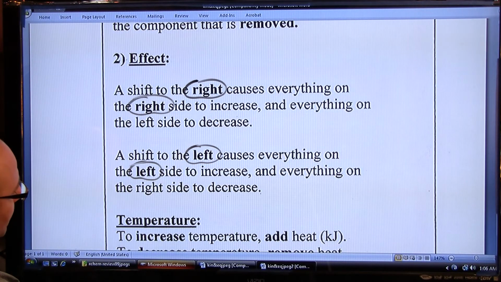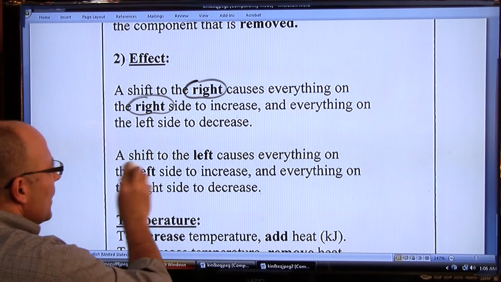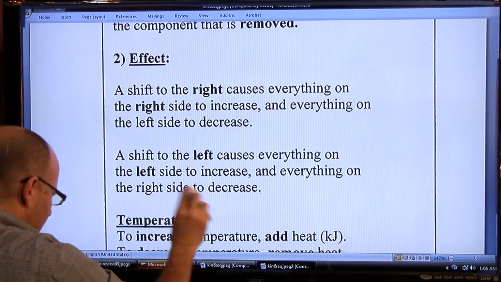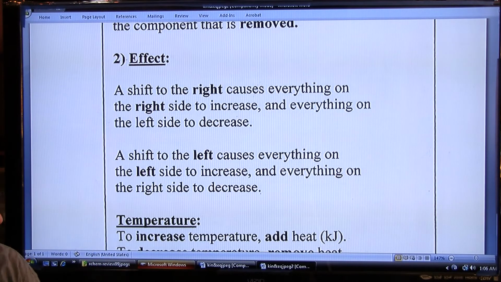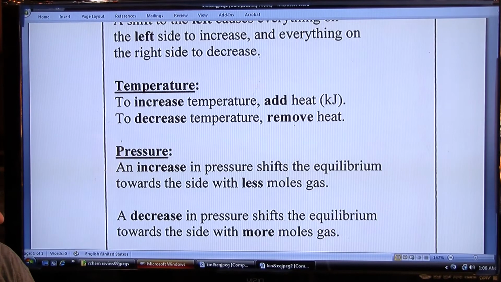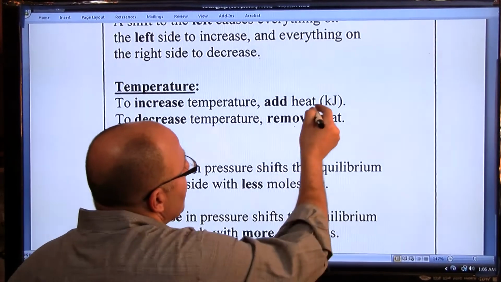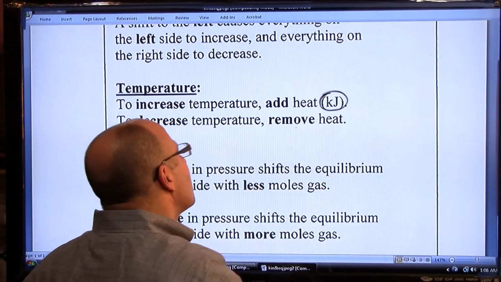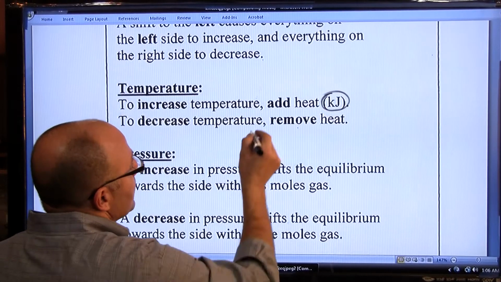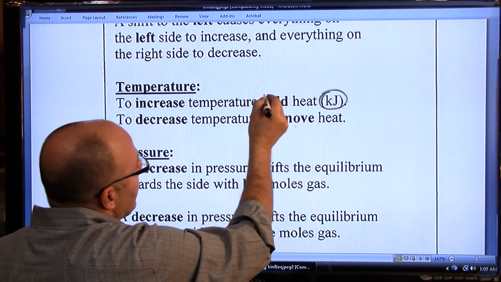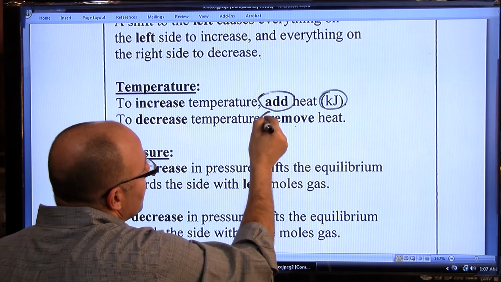Then, as far as temperature is concerned, whenever they mention an increase or decrease in temperature, I want you to translate that to an increase in temperature as adding heat, and a decrease in temperature as removing heat. And remember, the heat is going to appear as kilojoules, typically in an equation. So when you increase, you're adding heat, and when you decrease, you're removing heat.